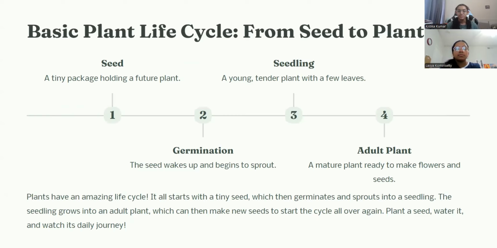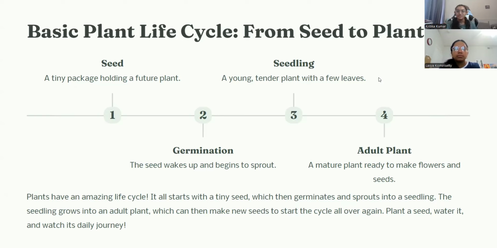Then, the seed goes through a process called germination, where the seed wakes up and begins to sprout. In this process, you can see a tiny stem come out of the sprout. Later, the sprout goes into a form called seedling, and a seedling is a young, tender plant with just a few leaves. And after much nourishing and a lot more taking care of, the plant turns into an adult plant.